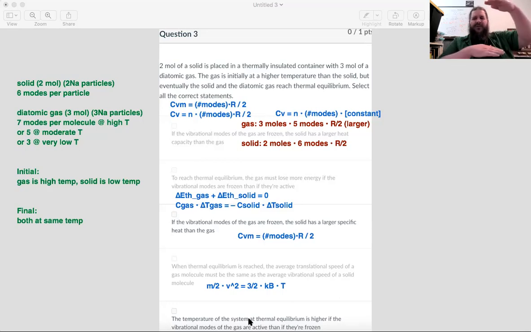And since the gas is cooling off, if the gas cools off more difficultly, the solid is going to rise up to meet it higher up. Whereas if the gas cools off easily, they're going to meet somewhere lower down. So yeah, I would expect more modes active means higher heat capacity, which means it's more difficult to change the temperature. So the gas is going to have a more difficult time cooling off, and it won't cool off as much.